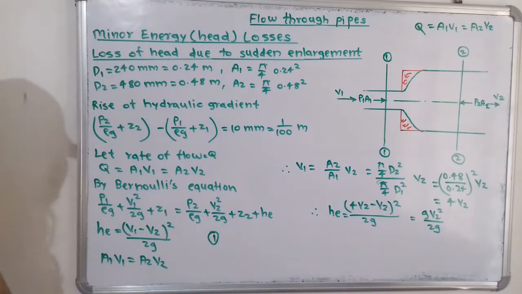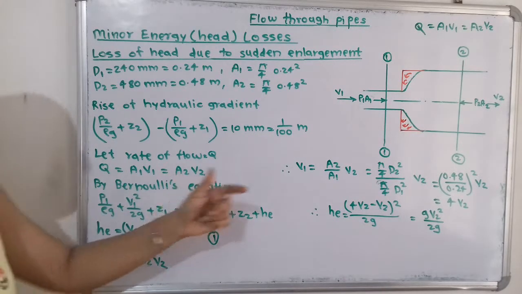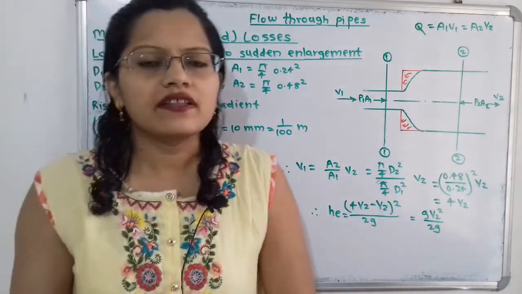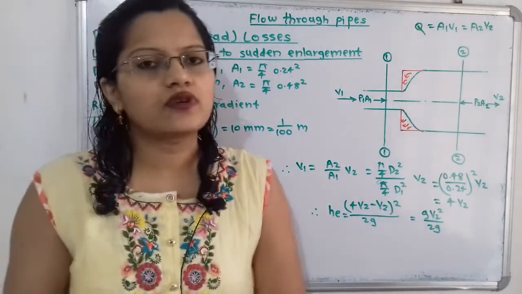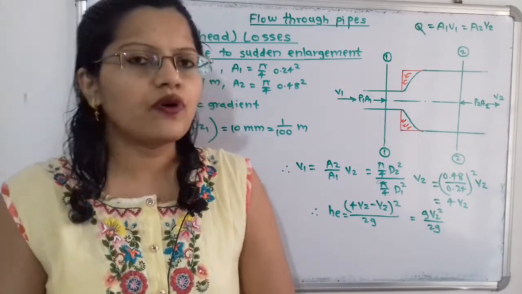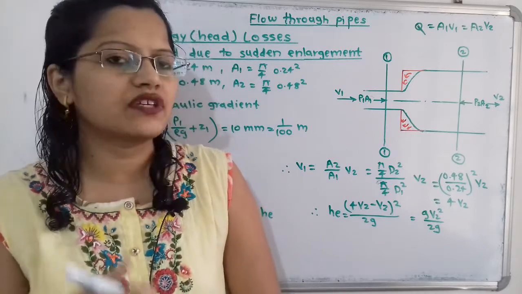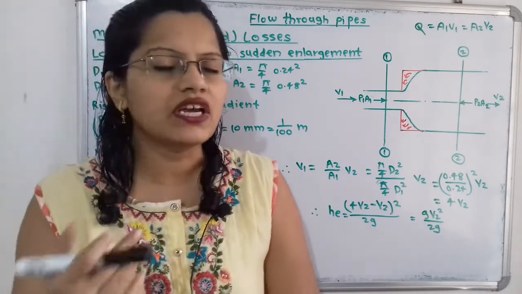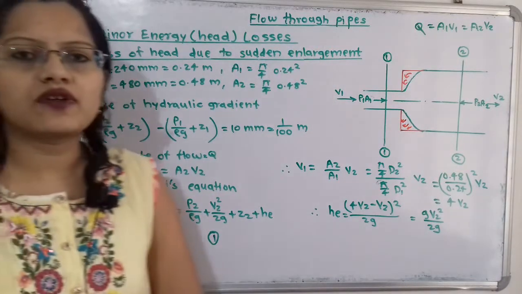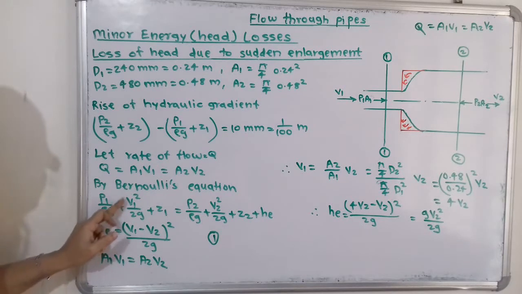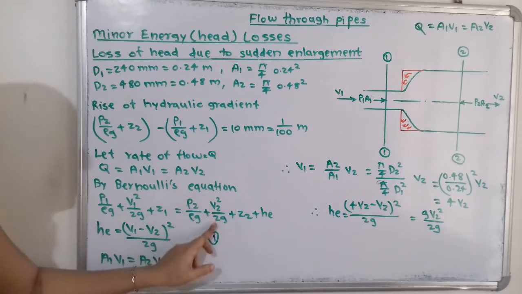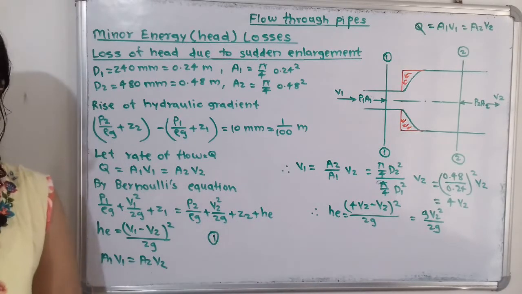For that, if we apply Bernoulli's equation at section 1 and section 2, then here the pipe is getting enlarged, so there are losses due to sudden enlargement. While applying Bernoulli's equation, we have to take into consideration this minor loss due to sudden enlargement. So what is Bernoulli's equation? That is P1 by rho g plus V1 square by 2g plus Z1 is equal to P2 by rho g plus V2 square by 2g plus Z2 plus He.